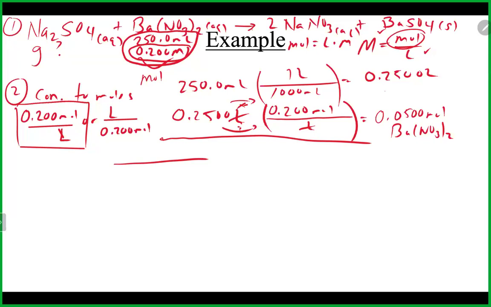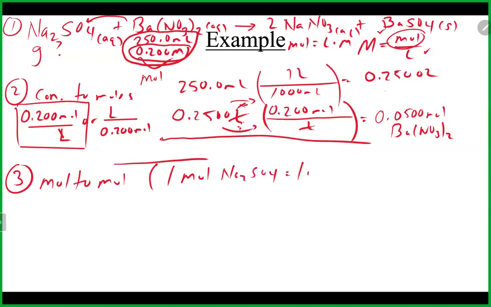At this point, we are not interested in barium nitrate. We are interested in the sodium sulfate. So that brings us to our third step, which is our mole to mole relationship from the equation. And from the equation, we can see that for every 1 mole of sodium sulfate, we get 1 mole of barium nitrate. So we're going to use that in our third step, which again really is the stoichiometry part. So we're going to go 0.05, which was our answer from the previous step, of barium nitrate.